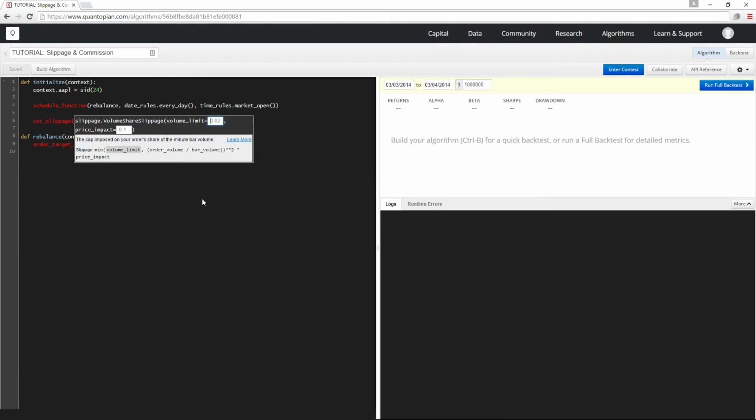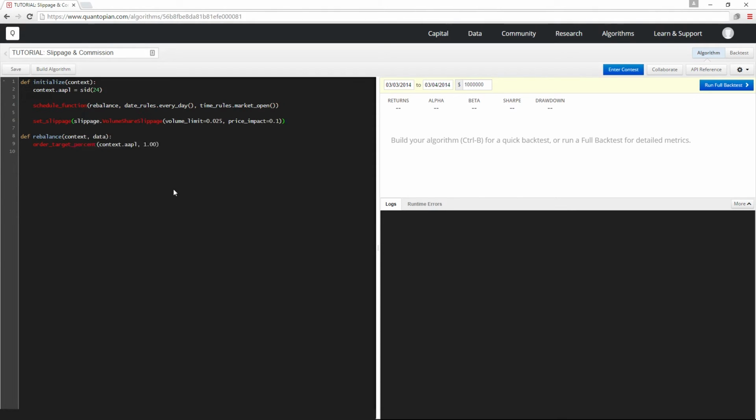I'm going to go ahead and set our volume limit to 0.025 or 2.5%. And I'm going to set our price impact to 0.1. This means that our algo can trade up to 2.5% of the trading volume in each bar. And for the price impact, it's a bit of a complicated calculation, so you can go ahead and check it out in the docs.